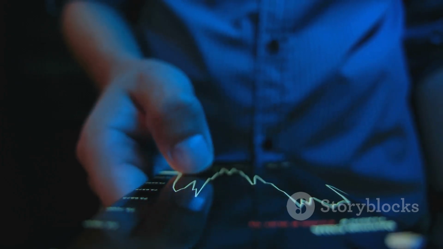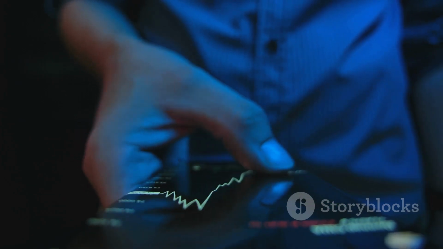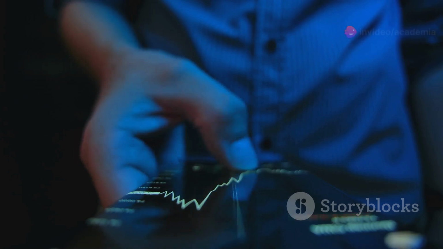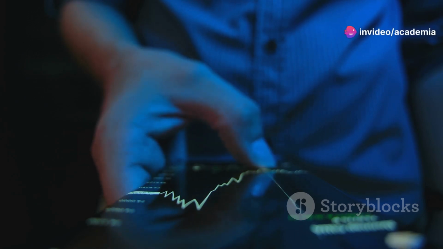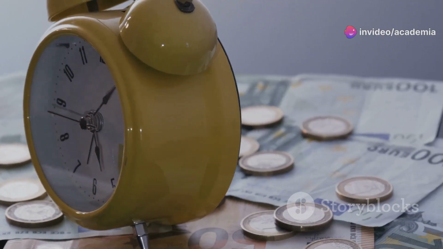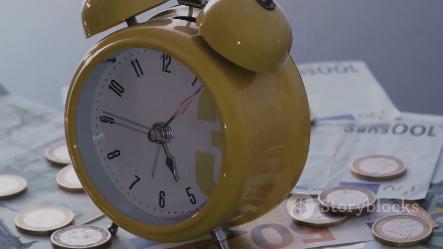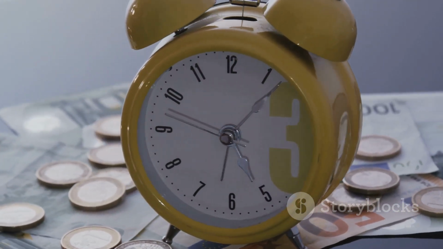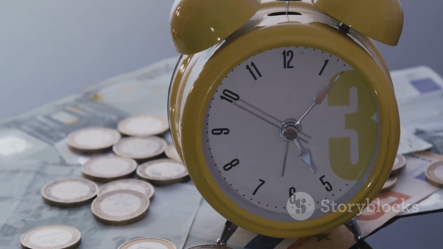IRR calculates the discount rate that makes the NPV of an investment equal to zero. It helps in understanding the efficiency of an investment. Then there's the payback period, another straightforward method. This method measures the time it takes for an investment to recover its initial cost. It's simple but doesn't account for the time value of money.